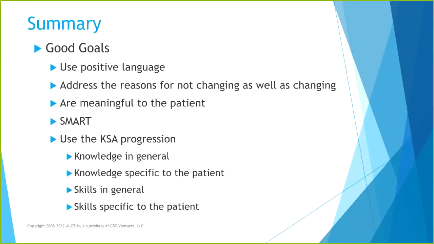So good goals use positive language, address the reasons for not changing as well as changing, are meaningful to the patient, are SMART, and use the KSA progression: knowledge, skills, and abilities. Knowledge in general, then knowledge specific to the patient. Skills in general, like the ABCs of REBT. How does that apply with my client? How do I help my client apply that?